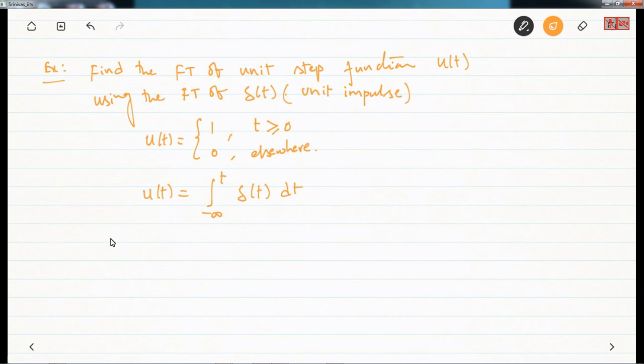And then, what do we call? So let the Fourier transform of delta of t be... we know that the Fourier transform of delta of t is equal to 1. Okay.